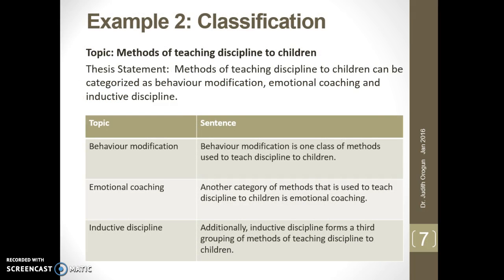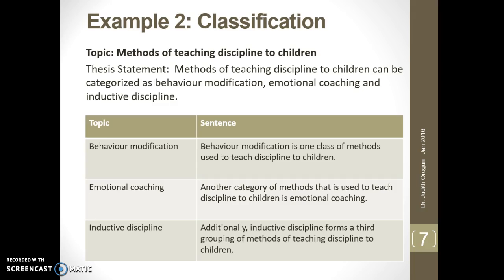Let's look at another example. Methods of teaching discipline to children. The thesis statement is: methods of teaching discipline to children can be categorized as behavior modification, emotional coaching, and inductive discipline. In this example, I did not highlight the main ideas in orange because I wanted you to know that's not how to do it. I did it in the first example just to highlight for you what the main ideas represent. And in academic writing, we don't want colors anyway, so this is how it will look.